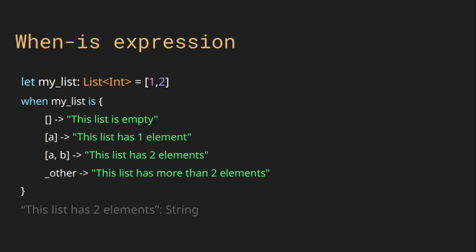Here's another example. Again, let's say that you have some variable, in this case a list, and you want to check out if it has some specific form. In this case, we want to check out the length of the list. So the when is expression checks out first if it's empty, or if it has one element, or if it has two elements, or if it has more than two elements. And in this case, of course, it has two elements. So again, it returns the third string.